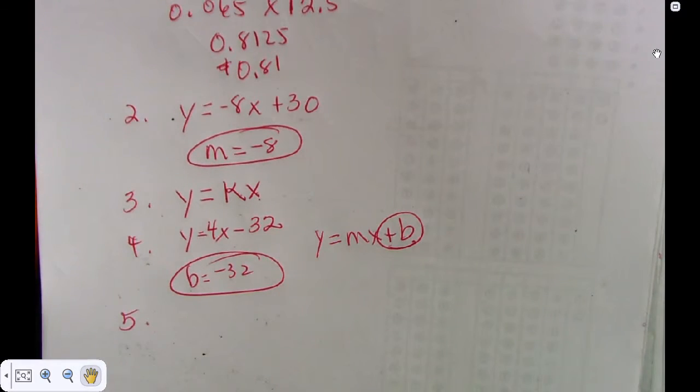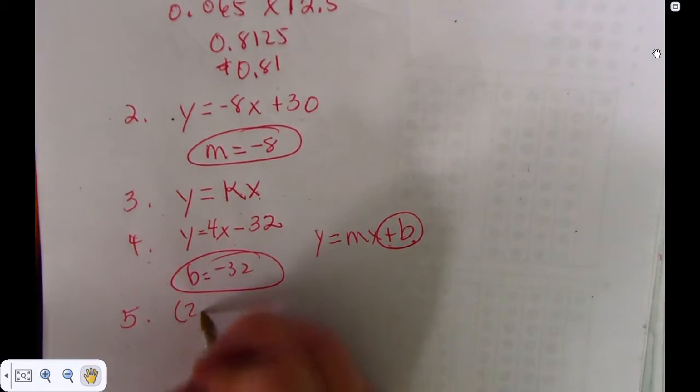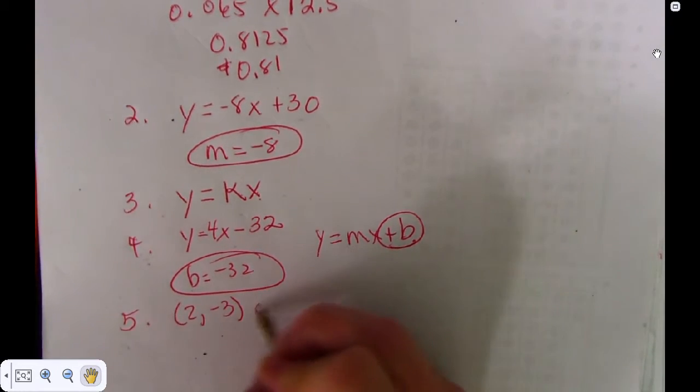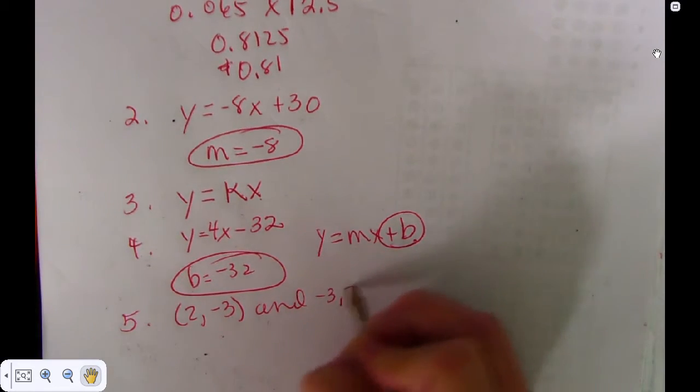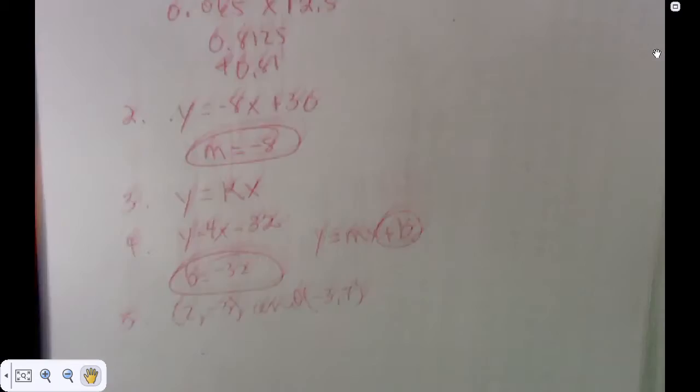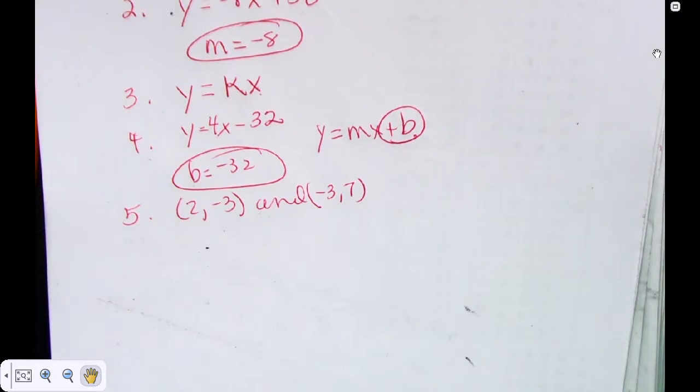Okay, number 5. The points (2, -3) and (-3, 7) are the two points. And do you know what? I thought just a few people were going to miss this because we've worked so hard on it. Only a few people got it right. Raise your hand if you got it right in here. 3 people. 4 people.